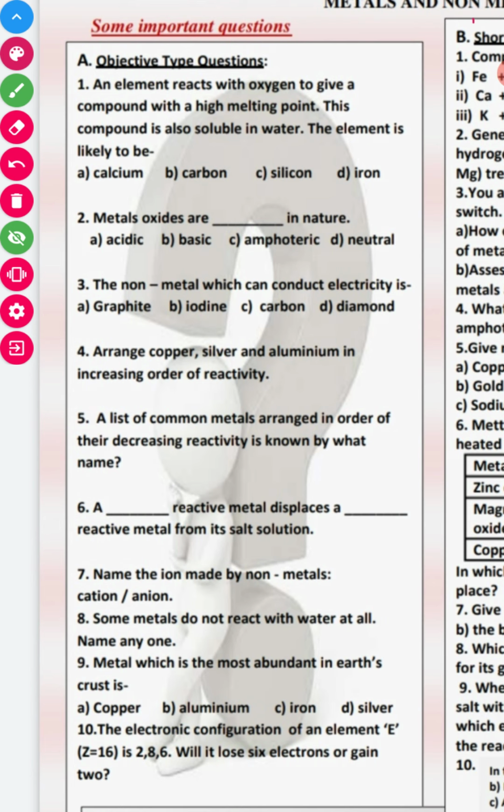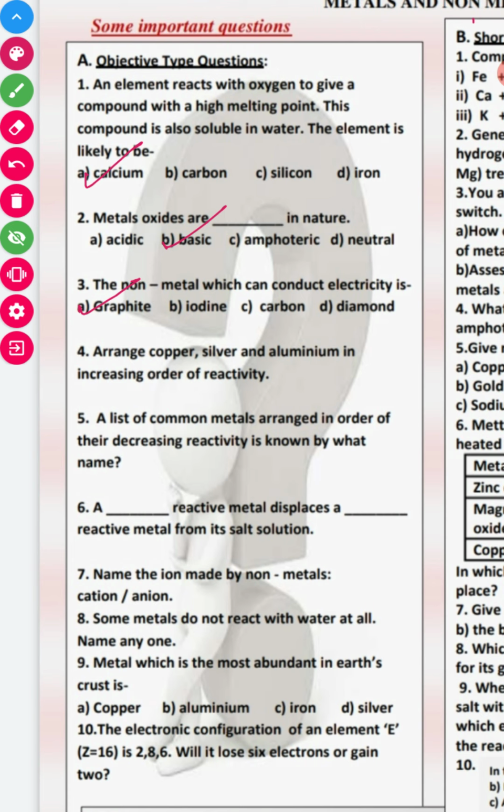First question: an element reacts with oxygen to give a compound which has a high melting point, and this compound is also soluble in water. The element is calcium. Metal oxides are basic in nature. The non-metal which conducts electricity is nothing but graphite.